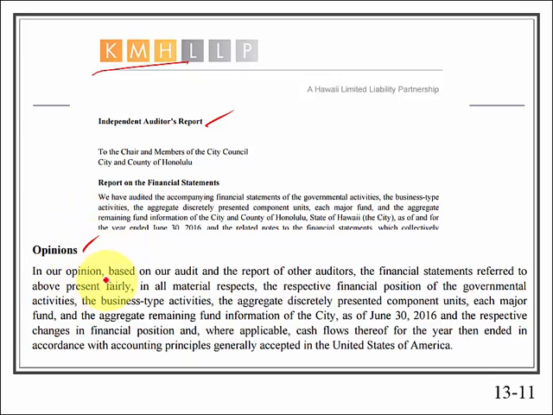So again, here's that phrase I'm looking for: present fairly. I don't see any qualifications here, any specific situation that says otherwise. So this is that first one, the unmodified, the non-modified opinion.